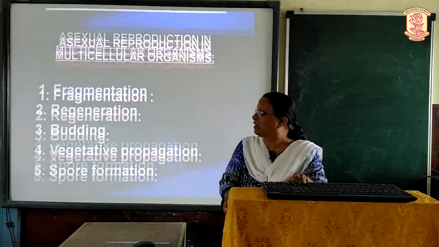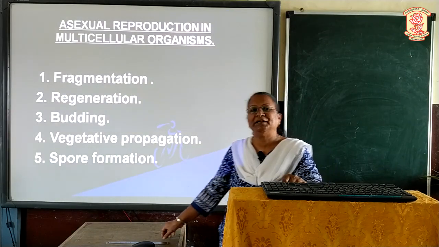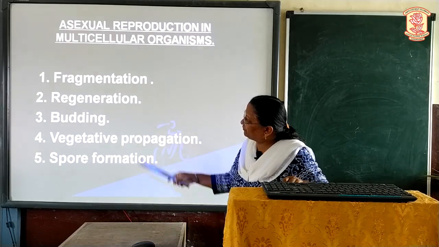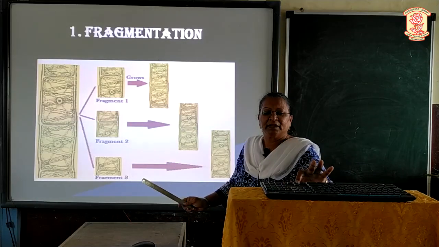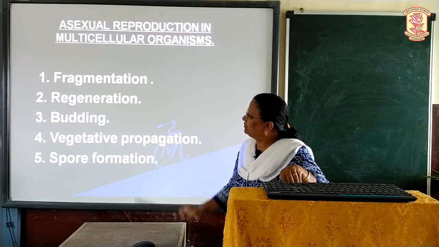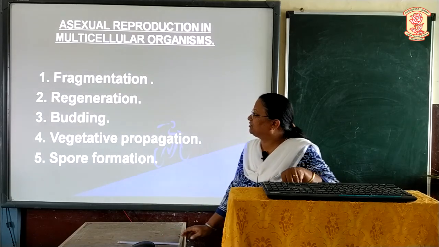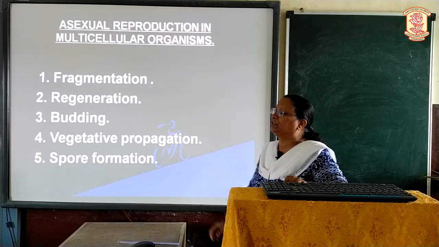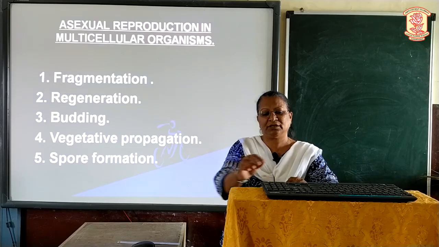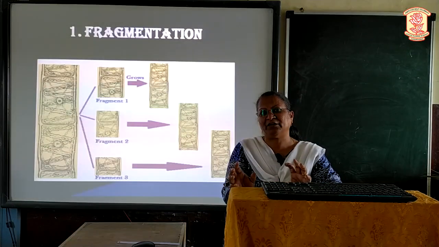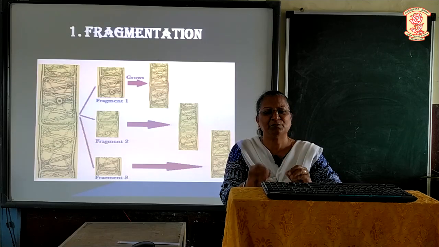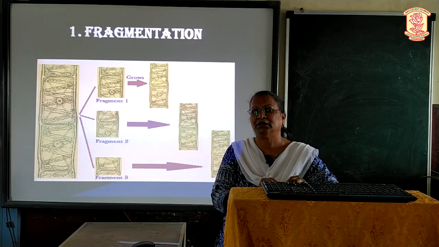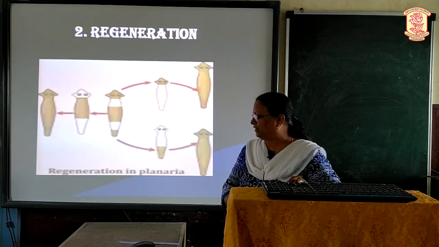Now we proceed to asexual reproduction in multicellular organisms. Now in multicellular organisms there are 5 methods. The first method is fragmentation, the second one is regeneration, third one is budding, fourth is vegetative propagation, and the fifth is spore formation. Now what do you mean by fragments? Fragments literally means small pieces. In this method we are going to learn how Spirogyra reproduces by the method of fragmentation.